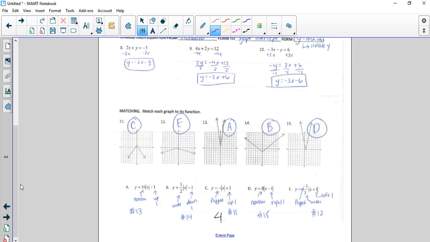E, you've got a lot going on. It's flipped, so it's got to be 12 because it's the only one left. The 1/3 makes it wider, which works for 12, and the plus 1 moves it left 1, and those all work out.